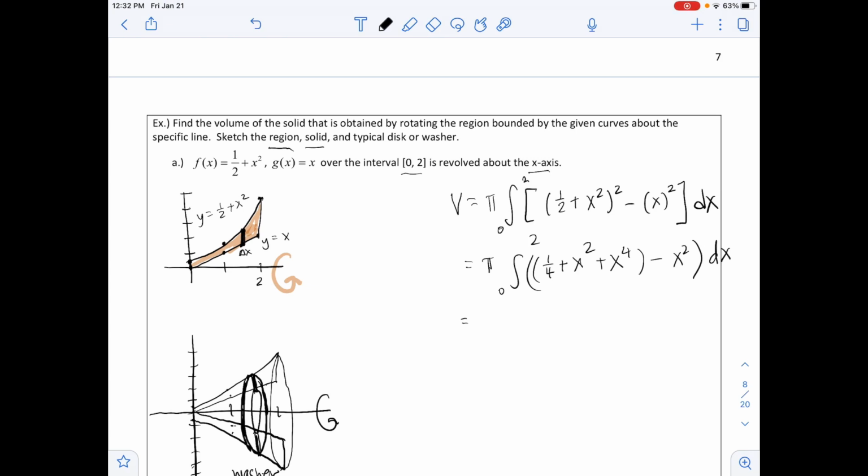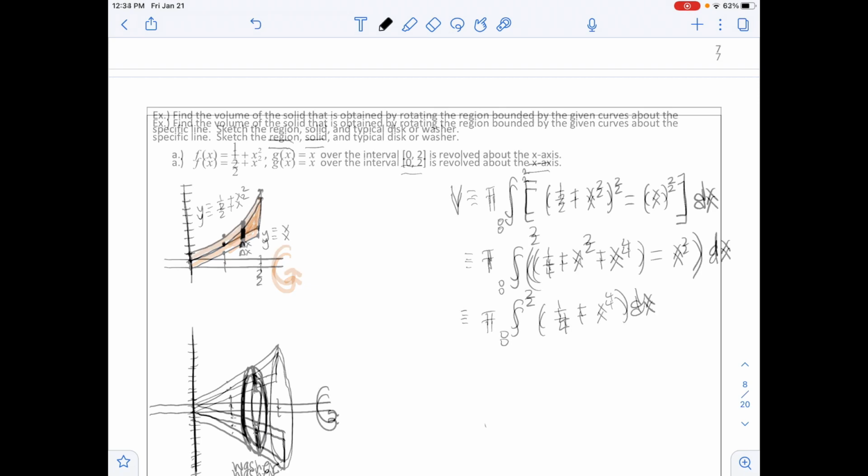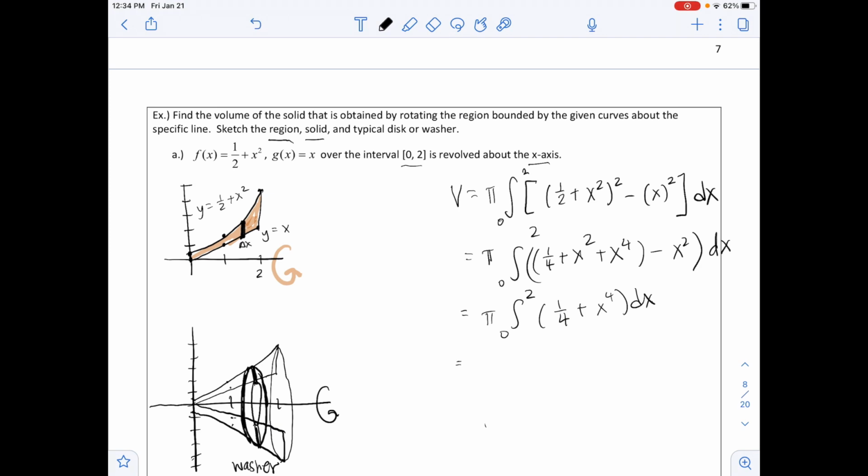And then we have pi times the integral from 0 to 2. And combining our like terms, we end up with just 1/4 plus x to the 4th dx. And so integrating this, we have a pi out in front, and then we have 1/4 x plus 1/5 x to the 5th, evaluated from x equals 0 to 2.